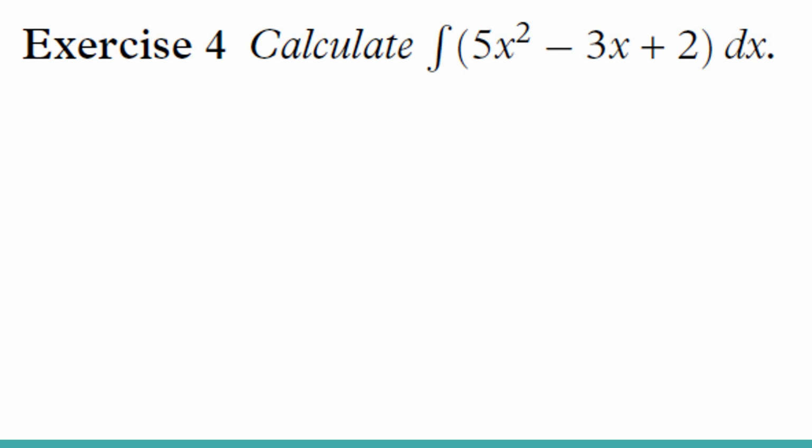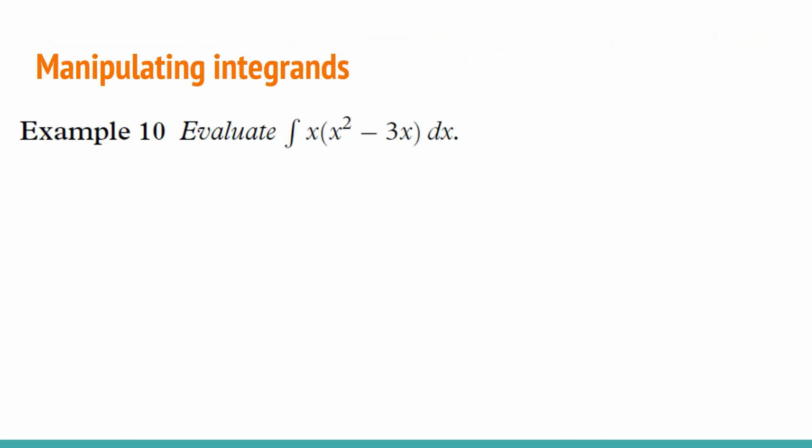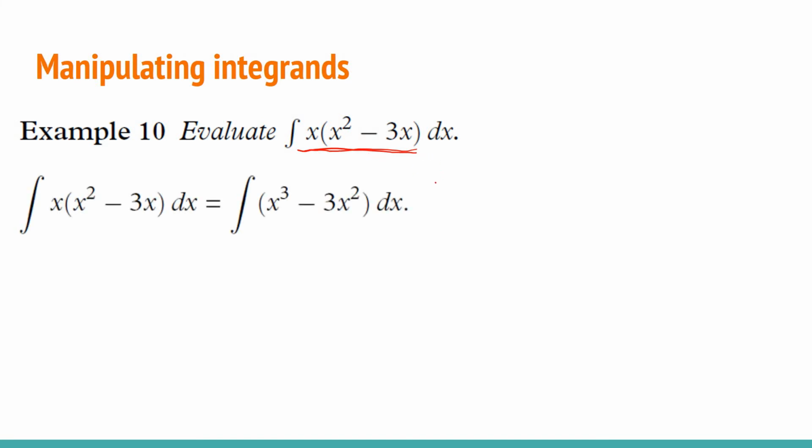Another exercise. Okay, manipulating integrands. So how about this one? So here is a little complicated because there is an x outside the quantity x squared minus 3x. So the integral of x times the quantity x squared minus 3x with respect to x.